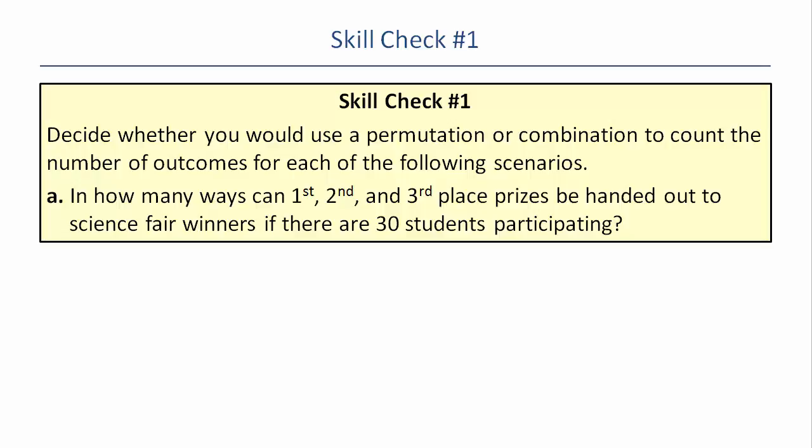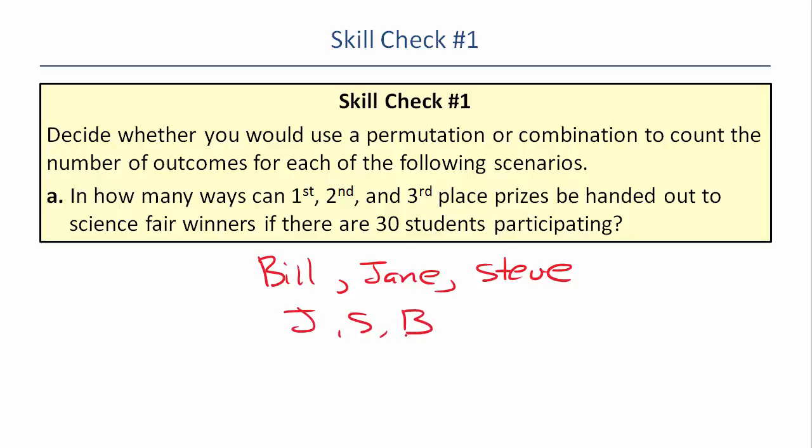experiment once, right? So you got 30 students, pick 3 of them, just randomly pick 3 kids to get first, second, and third, right? And we'll just label them Bill, Jane, and Steve. Well, first, second, third. But if you take those same 3 kids and rearrange them, Jane, Steve, and Bill, now it's a different outcome because you have different people getting first, second, and third, right? So order matters, it's a permutation.